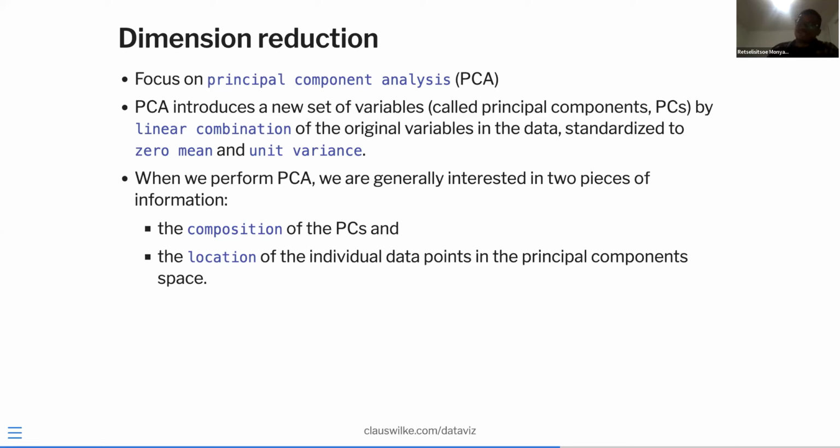I think this is also one section that it's probably best to read in the book because it's properly explained, but I did try to grab the key points. So when you perform PCA, we are generally interested in two pieces of information: the composition of the principal components and the location of the individual data points in the principal components. So the next two examples try to address each of these.